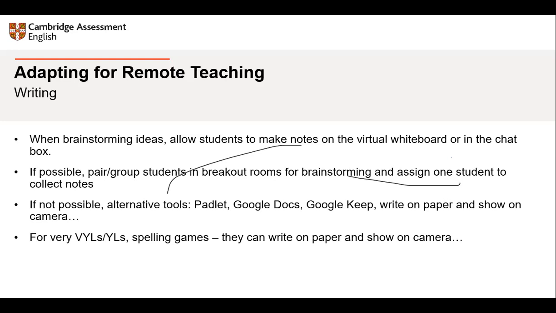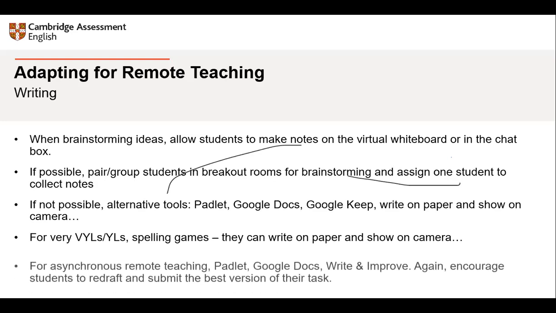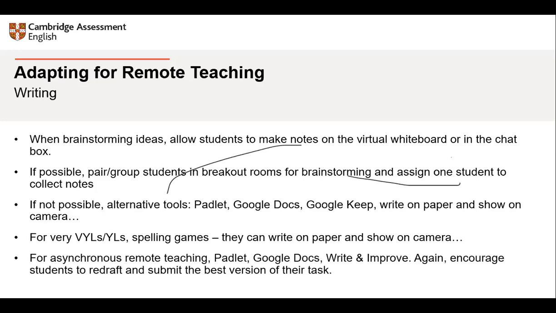For very young learners, spelling games, they can write on paper and show on camera if it's not electronic online. For asynchronous remote teaching, Padlet would be good because they could post. Google Docs, write and improve, because you could set tasks and then you can keep track and it doesn't have to be synchronous, right? Again, encourage the students to redraft and submit the best version of their task. And by redrafting, they are practicing and developing these skills.